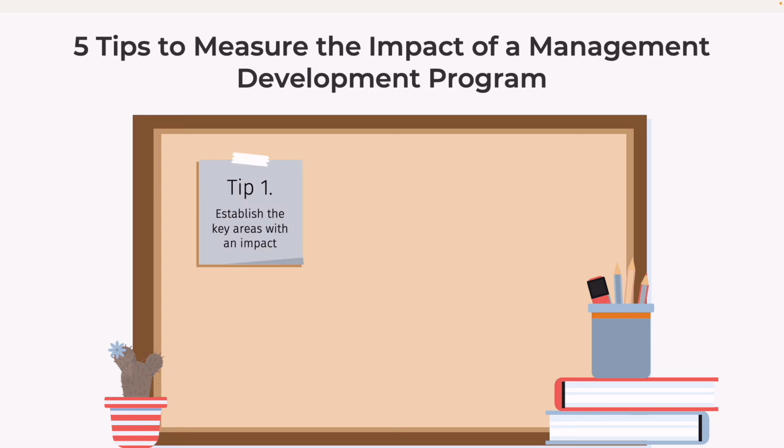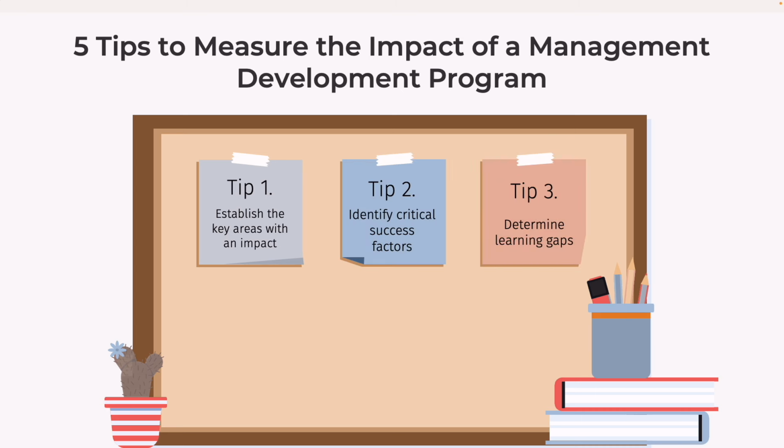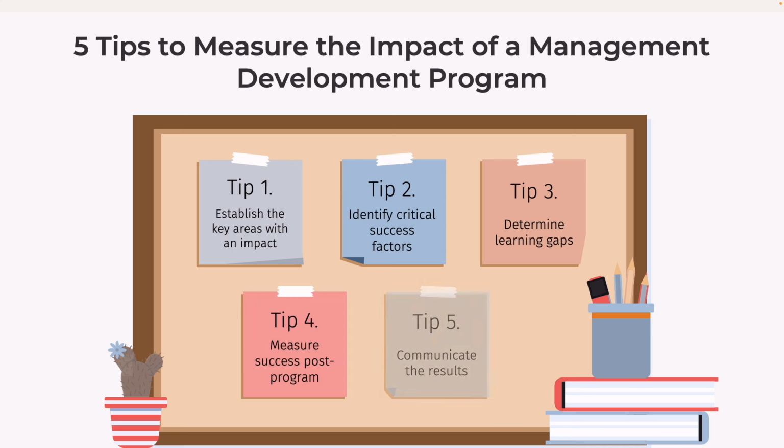And that's it. Here are the 5 tips for evaluating the impact of management development program. Tip number 1, establish the key areas with an impact. Tip number 2, identify critical success factors. Tip number 3, determine learning gaps. Tip number 4, measure success post-program. And tip number 5, communicate the results.